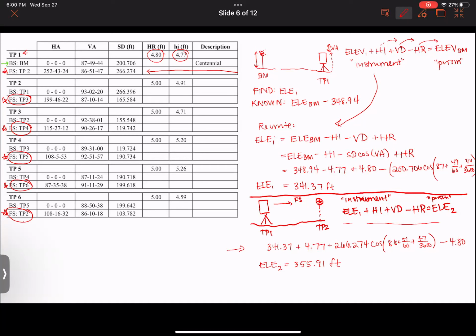And what you will be able to do eventually is to determine your vertical misclosure, which is the difference between elevation 2 from foresight at TP1 minus elevation 2 from the foresight at TP6. Essentially, you can think of this as the elevation before you traverse, and this is the elevation at the end of your traverse. And that difference will tell us our vertical misclosure.